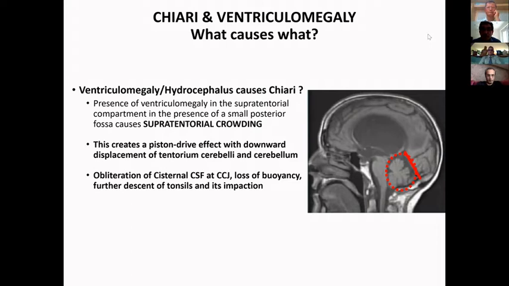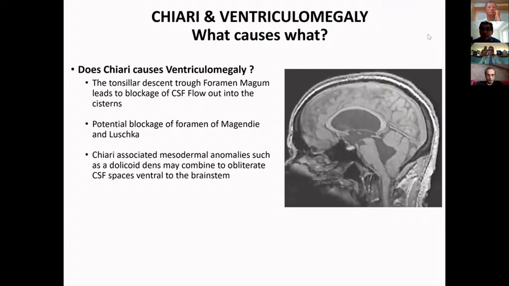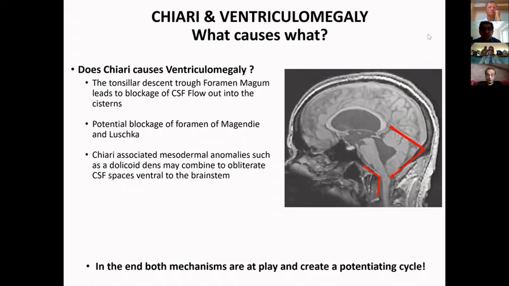But it could also be said that as the Chiari blocks the foramen of Monro and Luschka and stops CSF flowing at the craniocervical junction, that in itself could then cause the ventriculomegaly above it. So there are two possibilities here, and I think in the end both mechanisms play a role in development of the hindbrain hernia.